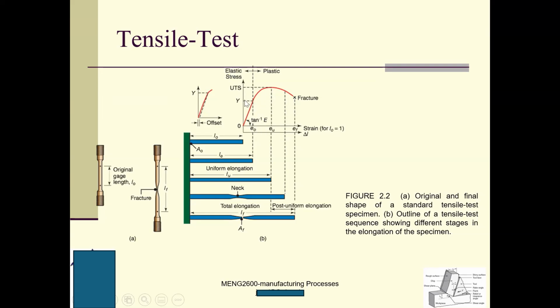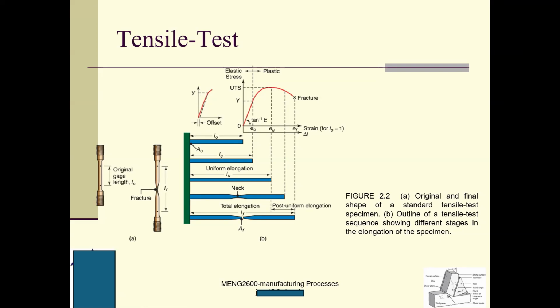If we zoom in on this area, this is the yield point, Y. Here is the offset. The offset is 0.02%. At this point, if we draw a parallel line with respect to the initial straight line, we will have a dotted line that intersects with this curve at this point. This point is called the yield point.